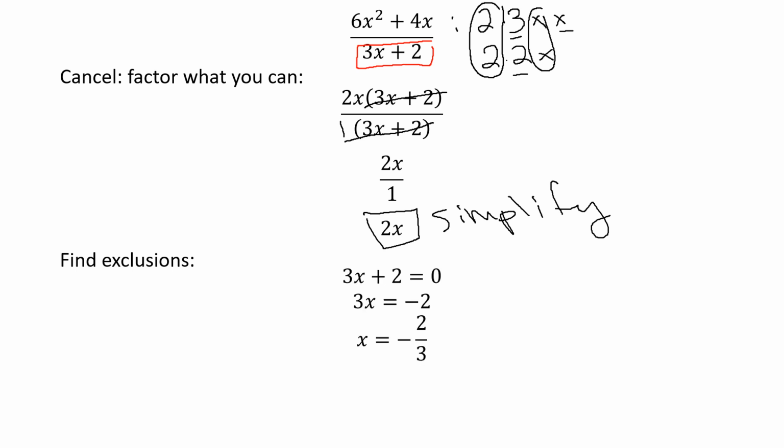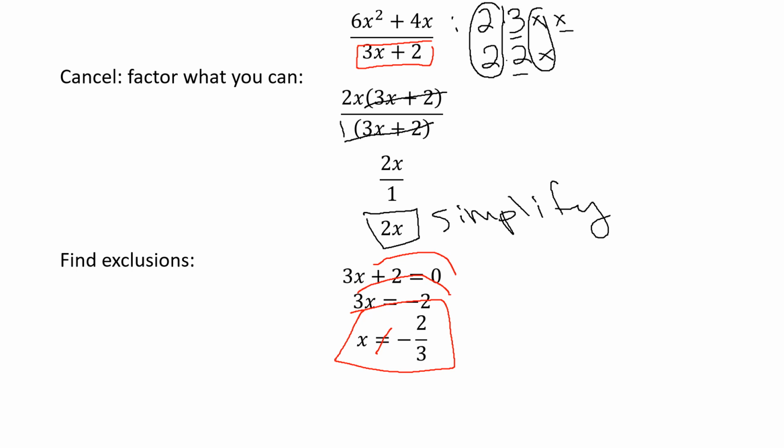3x plus 2 equals 0. Then I'm just going to solve this. So I move my plus 2 over, becomes minus 2. Then I move my 3 over, and I divide negative 2 divided by 3. So what my second piece is, x cannot be negative 2 over 3.